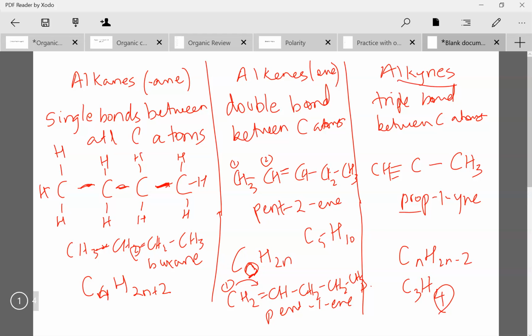Again, you just add how many carbon atoms, you put where the double bond for alkene and triple bond for alkynes are, and then you just add the ending ene for alkene and yne, Y-N-E, for alkynes.